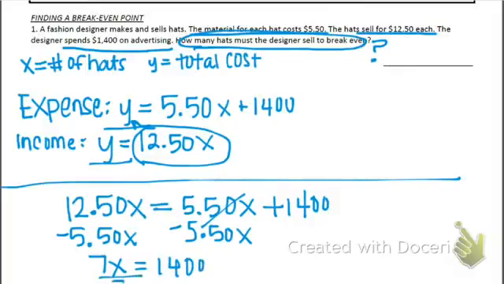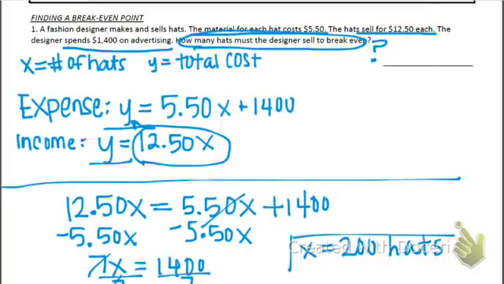And then divide both sides by 7. I ran out of room. So I get x equals 200. What? What does x represent? Good, hats. Did I answer the question? How many hats must the designer sell to break even? Yeah, so that is my answer.